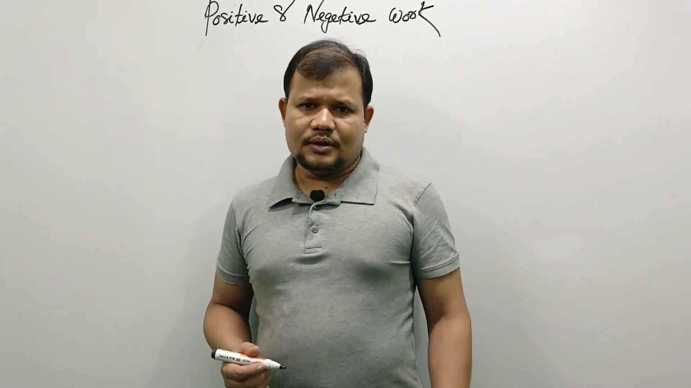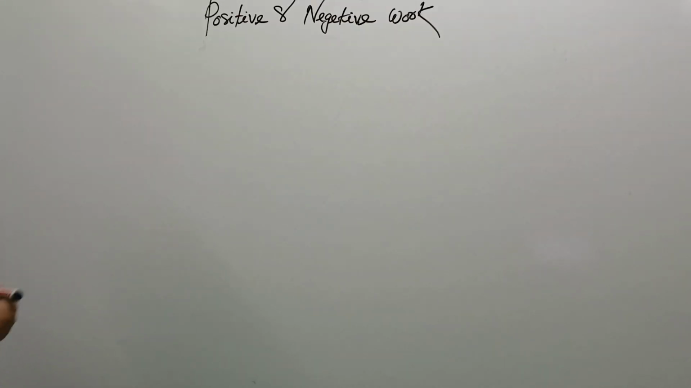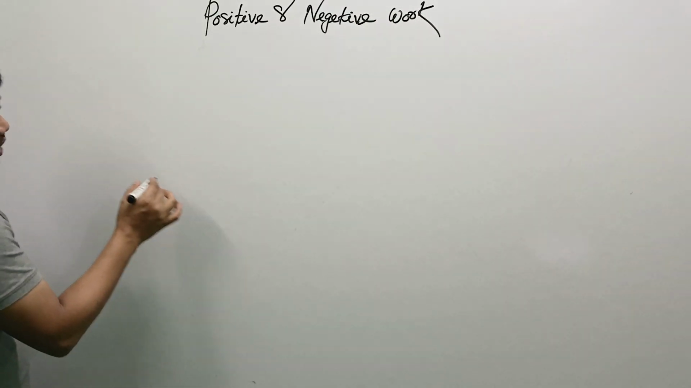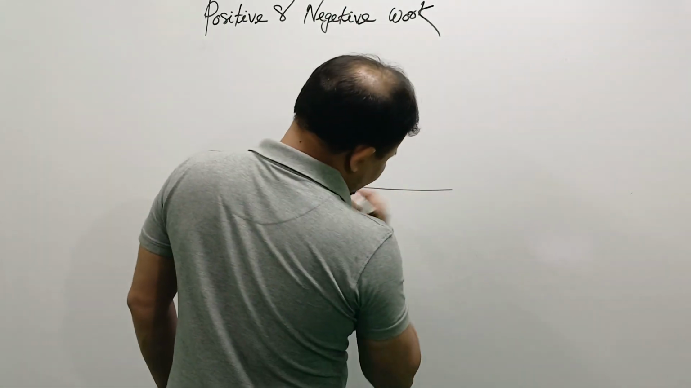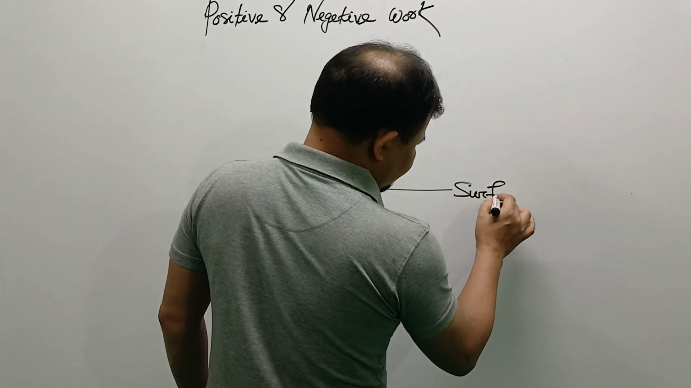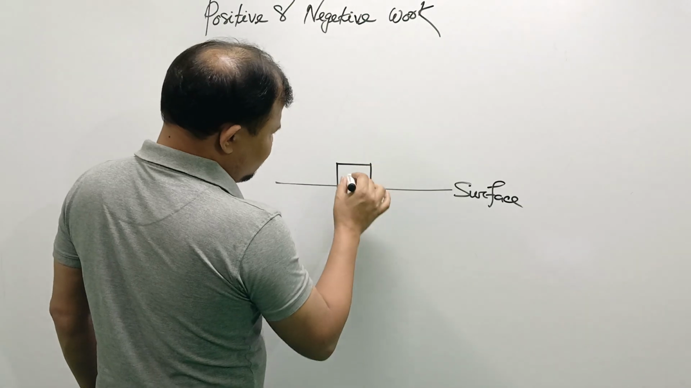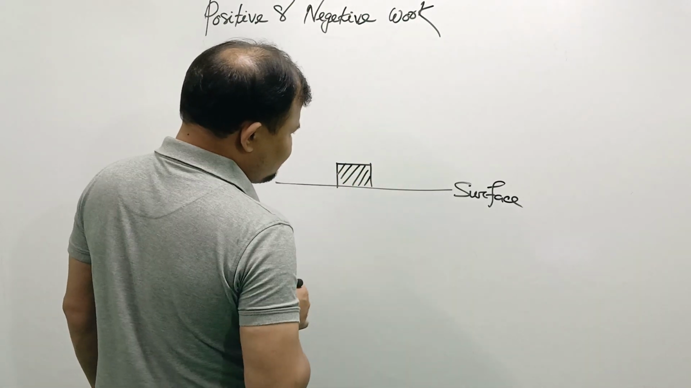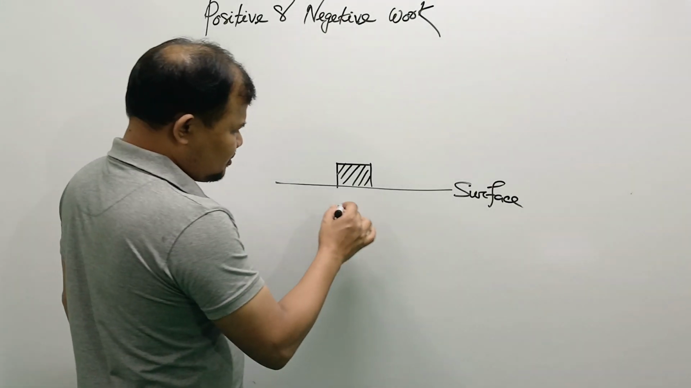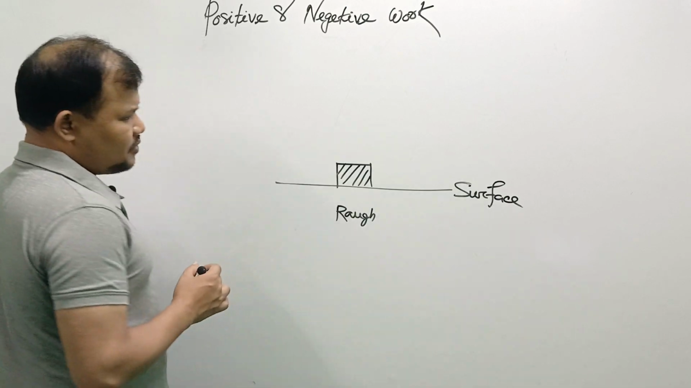I discuss this part right now. Suppose this is a surface, and here is a block on the surface. Suppose the surface is not a smooth surface. This is the rough surface.